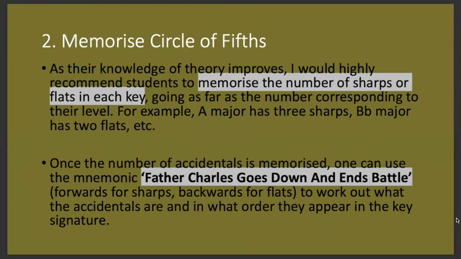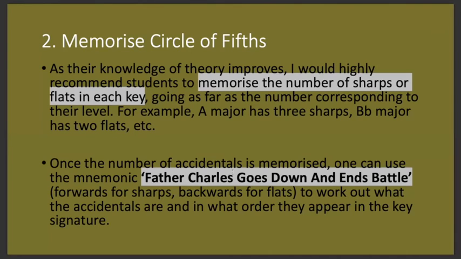Number 2, memorize the circle of fifths. As their knowledge of theory improves, I would highly recommend students memorize the number of sharps or flats in each key, going as far as the number corresponding to their level. So depending on which grade you're doing, you might only have to learn up to a certain number of sharps and flats. So you should know, for example, A major has 3 sharps, B flat major has 2 flats. So that is something that I would recommend my students memorize by heart. Just the major key signature and the number of accidentals they correspond to.